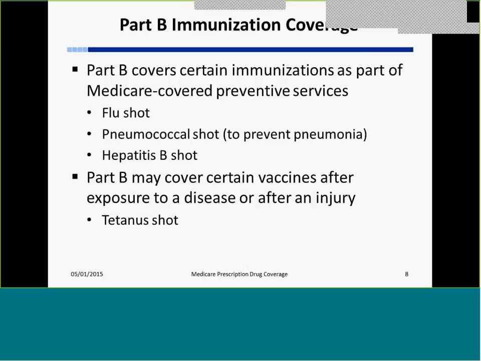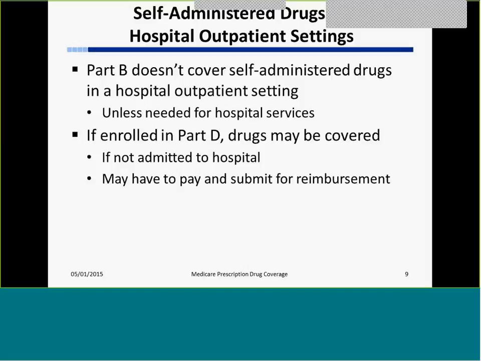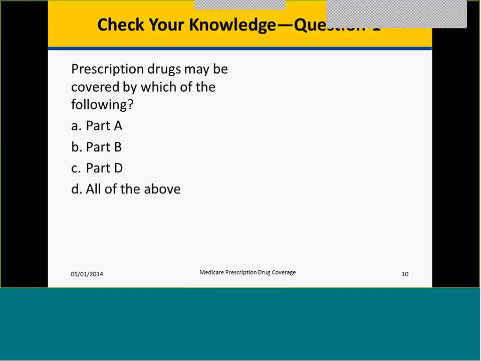Part B also covers certain immunizations like my flu shot, pneumonia shot, hepatitis, and certain vaccines after exposure to an illness or injury. The example here is a tetanus shot. That's all billed to Part B of Medicare. Part B does not cover self-administered drugs in a hospital outpatient setting unless needed for hospital services. Those may be covered under Part D if not admitted to hospital, and in some cases I may have to pay and submit for reimbursement. This happens sometimes with Zostavax, the shingles vaccine, because it's billed under Part D, even though it may be administered in a doctor's office, and it drives people crazy.